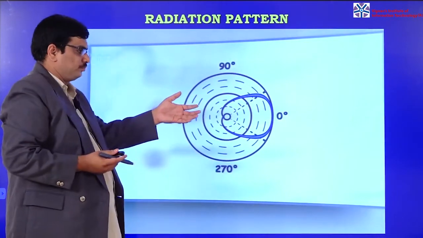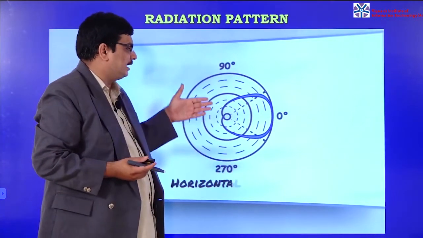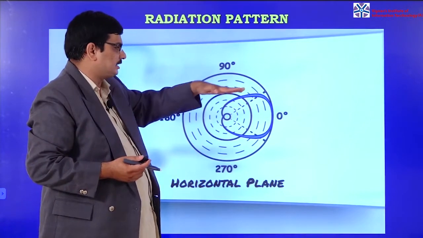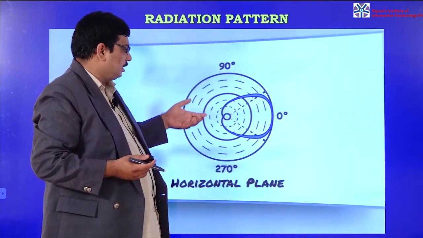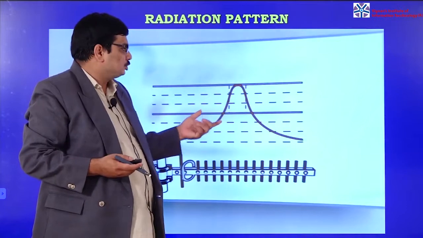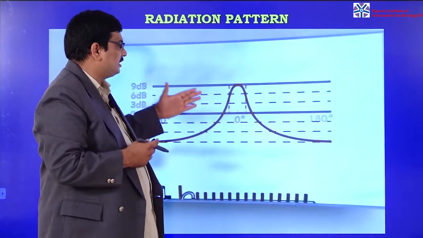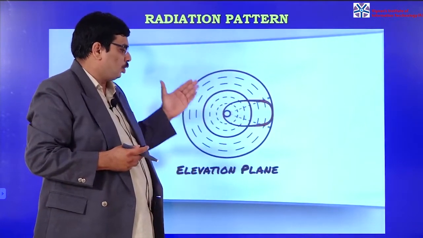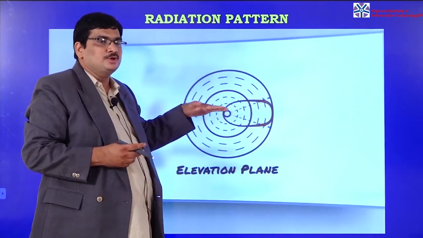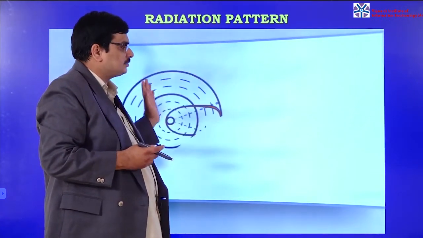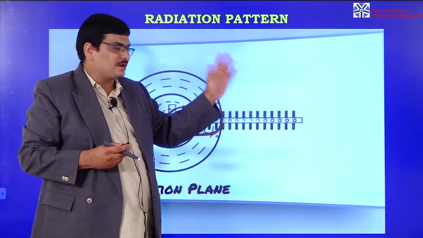Suppose you make your antenna polar in the horizontal plane; this shows the horizontal properties of that antenna. If you show the same thing in the vertical, it shows the vertical plane. So you can use one antenna in the horizontal direction as well as in the vertical direction.